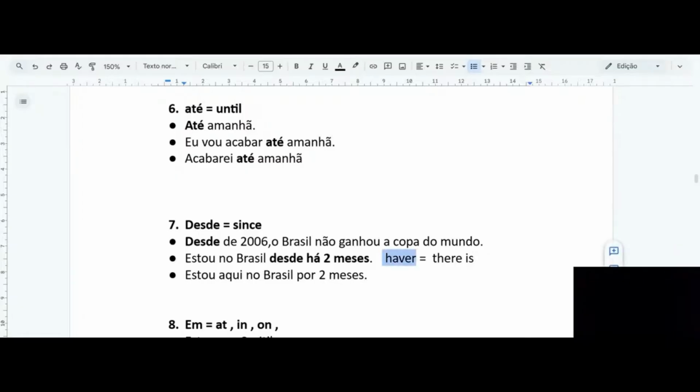Don't go and search what "there is" is in Portuguese. No. "There is" and "there are", we got it from this verb, haver. Someone says, should I say "to have"? If you say "to have", some people get confused. They will tell you verbal ter. It means to have. So guys, keep this verb in mind.